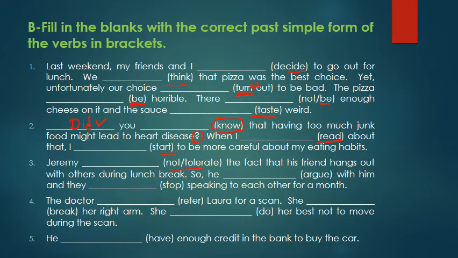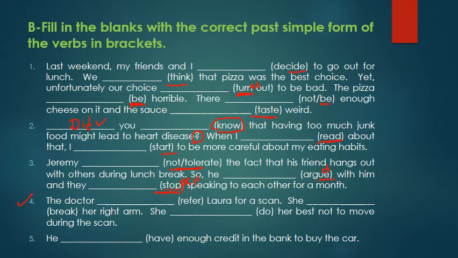Jeremy did not tolerate the fact that his friend hangs out with others during lunch break, so he argued. It's regular, it ends with an E, single E, I just add D, with him, and they stopped. Take a look at this. Stop, 1 syllable. It ends with consonant, vowel, consonant. So what do we do to the P here? We double it and then we add ED. They stopped speaking to each other for a month.